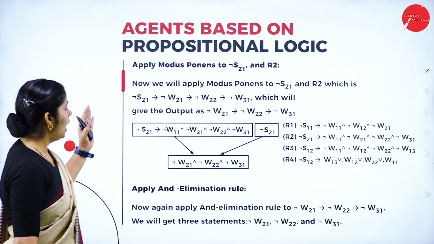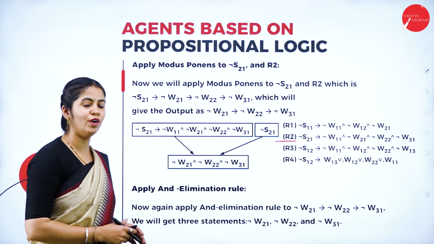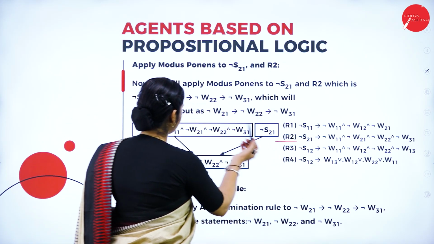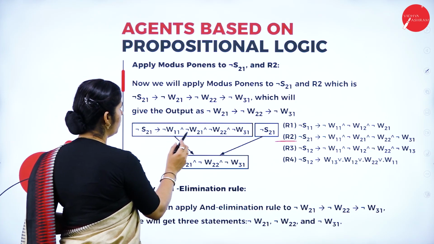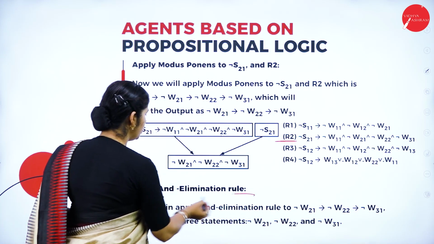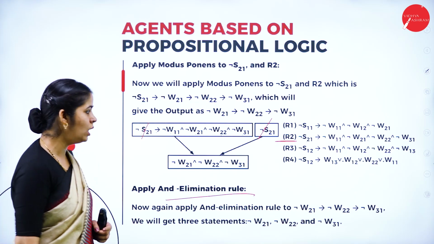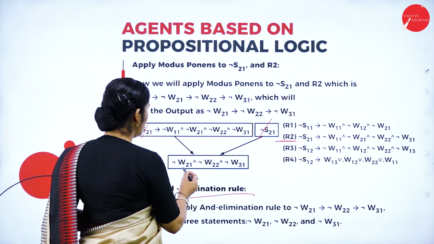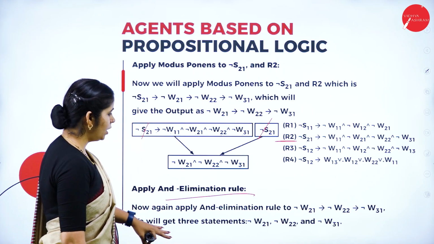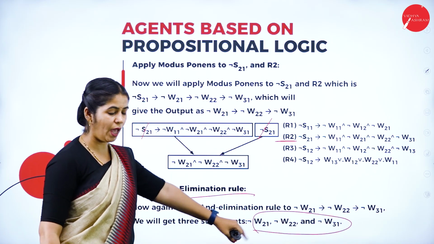Then we have the second one, for R2. We are applying the modus ponens for the R2 statement. R2 statement gives what? Negation of S21 implies negation of W11, W21, W22 and W31. Here also we are applying the elimination rule. Once we apply the elimination rule, we are eliminating the negation of S21. So what are we left with? We are left with W21, W22 and W31. So after eliminating that, we will be finalizing the values.